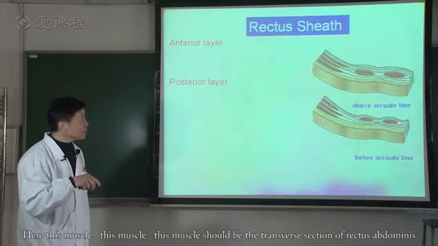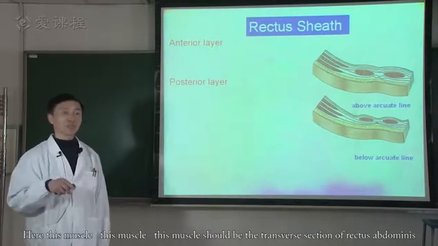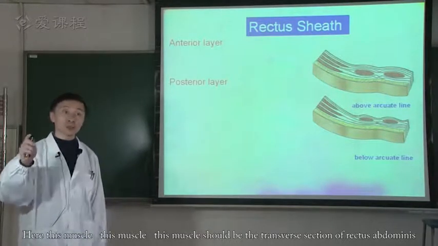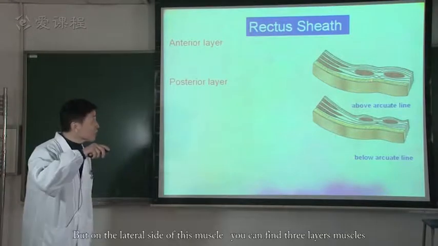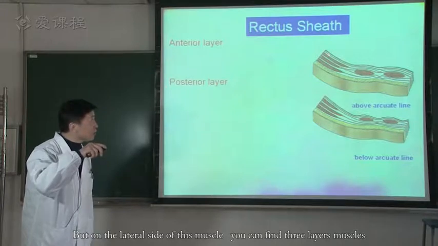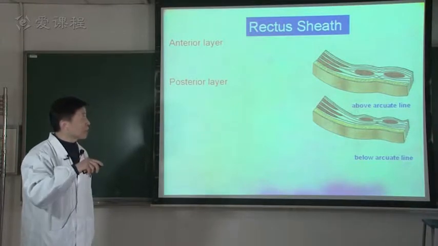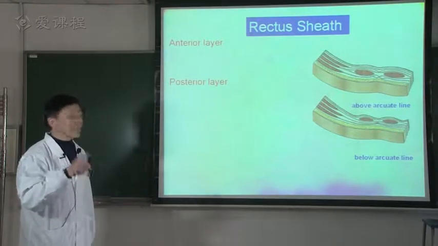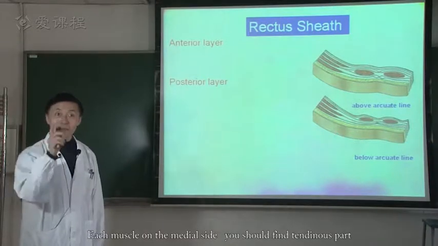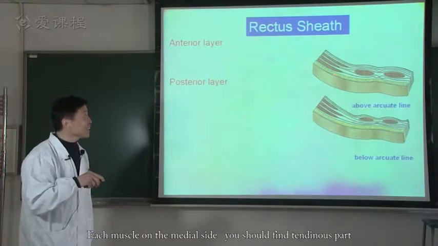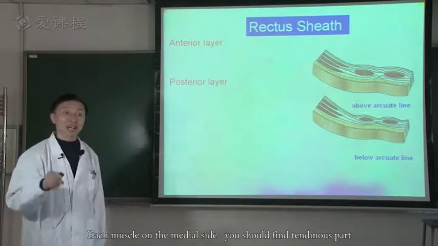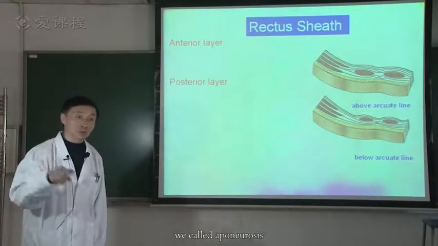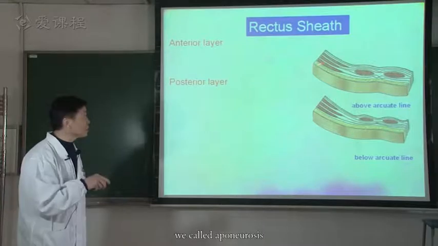Here, this muscle is a transverse section of the rectus abdominis. But on the lateral side of this muscle, you can find three layers of muscle: the external oblique, the internal oblique, and the transverse abdominis. On the medial side of each muscle, you should find a tendinous part. We call it the aponeurosis.